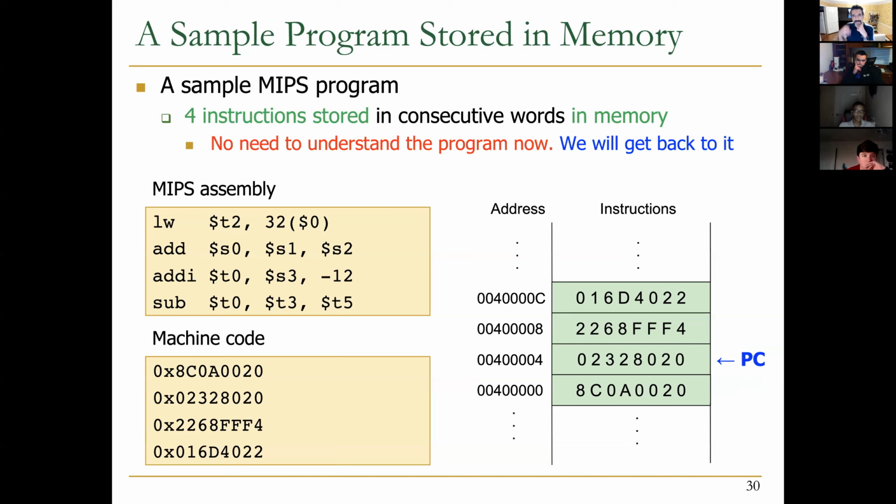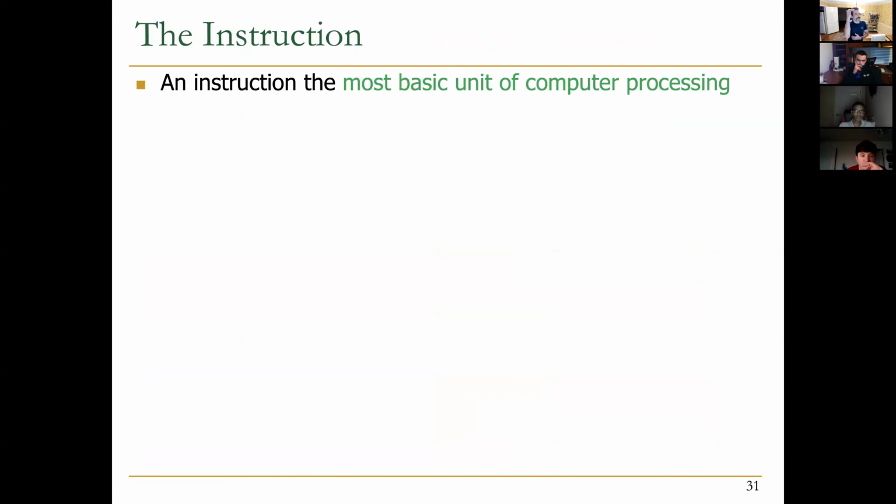Once we fetch, we interpret and execute the first instruction. We go to the next, PC moves on to the next, and essentially the program gets executed on the machine. That's essentially all you need to know about the von Neumann model.